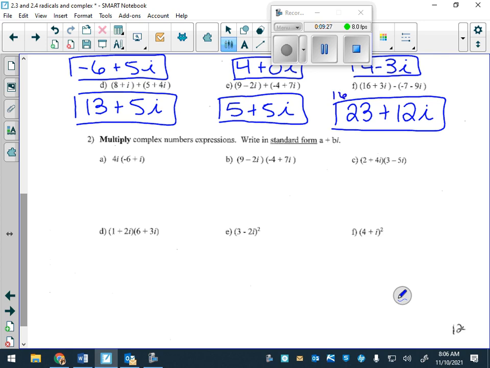So you have 16 plus 3i. Let's just check your signs, okay? Negative times negative, you get positive 7, and then positive 9i. Okay, just be careful with that.